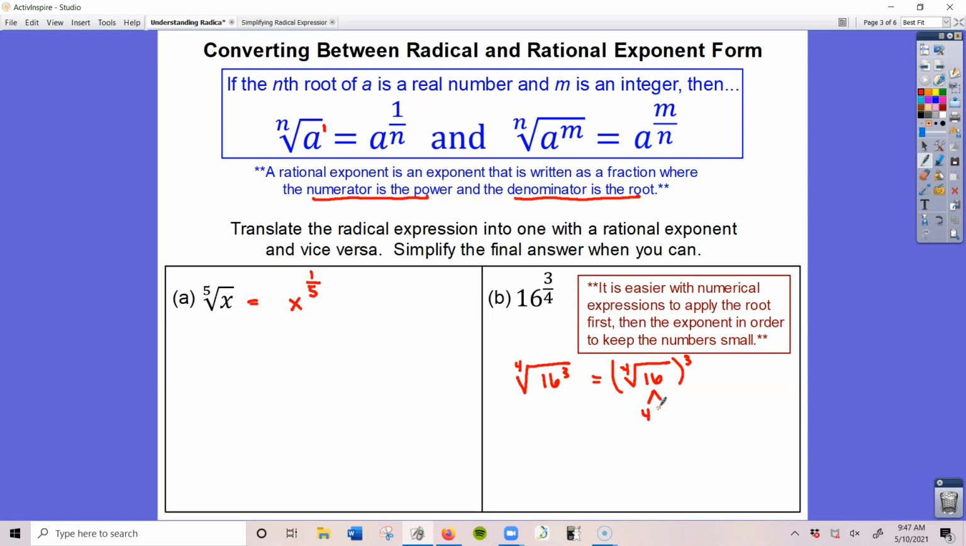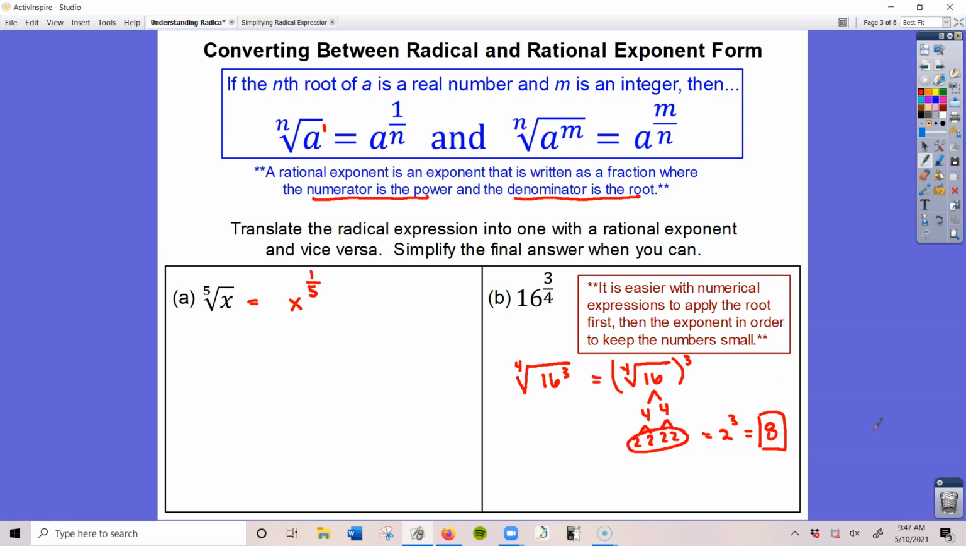16 is 4 times 4. And then each 4 can be broken down to 2 and 2. We need 4 identical numbers to move the number to the outside, and here are my 4, with nothing left over. So this can be rewritten as 2, that's the 4th root of 16, raised now to the 3rd power, which we can actually do. 2 raised to the 3rd power is 2 times 2 times 2, which gives me 8. So 16 raised to the 3 over 4 is equivalent to 8.